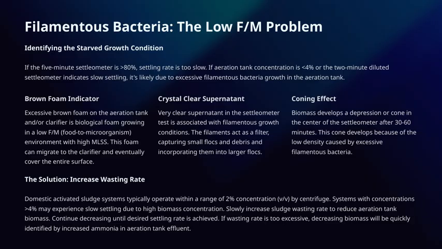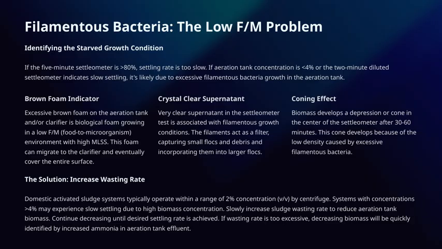So what's the solution? Primarily, we need to increase the wasting rate. In domestic activated sludge systems, operating within a 2% concentration range is typical. When concentrations exceed 4%, settling slows down because of the high biomass levels. By gradually increasing the sludge wasting rate, we can reduce the biomass in the aeration tank. It's important to do this slowly, monitoring the effects.